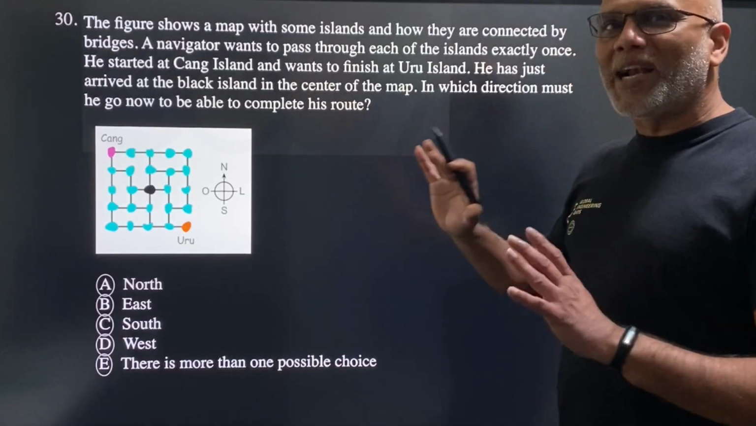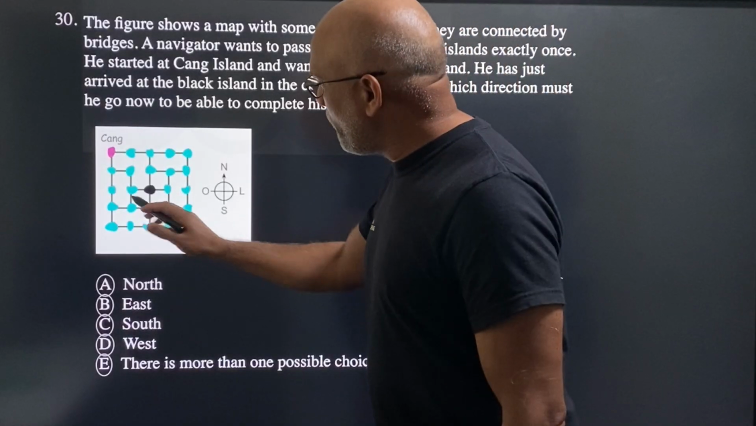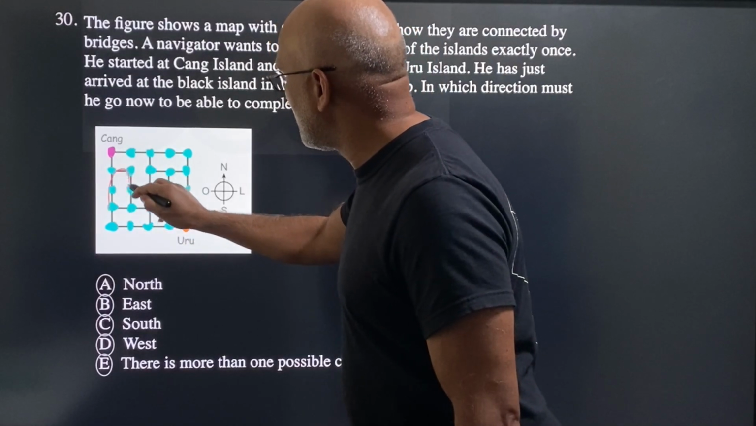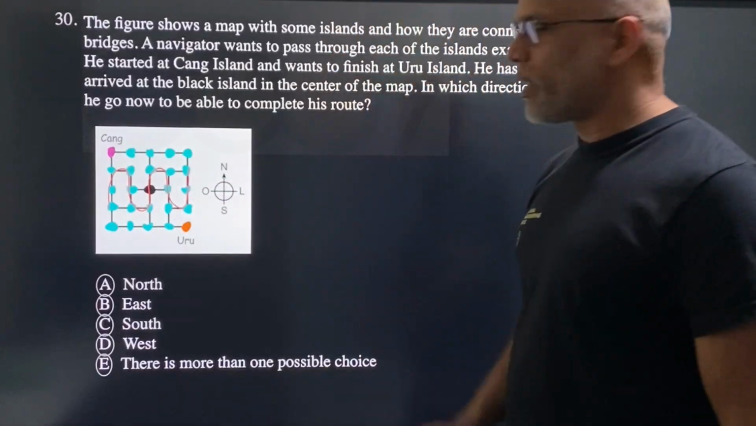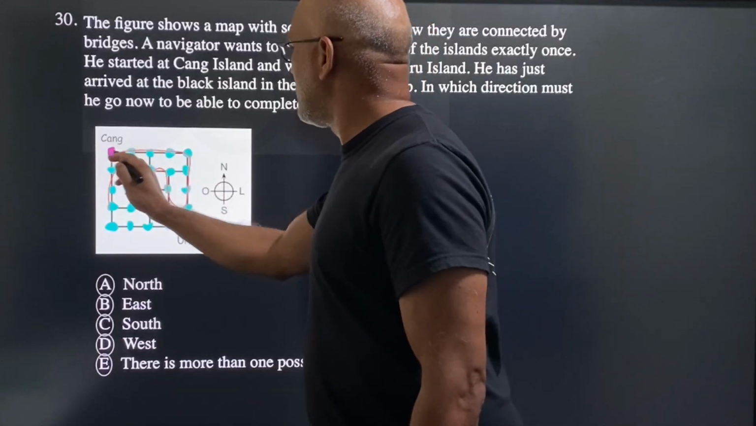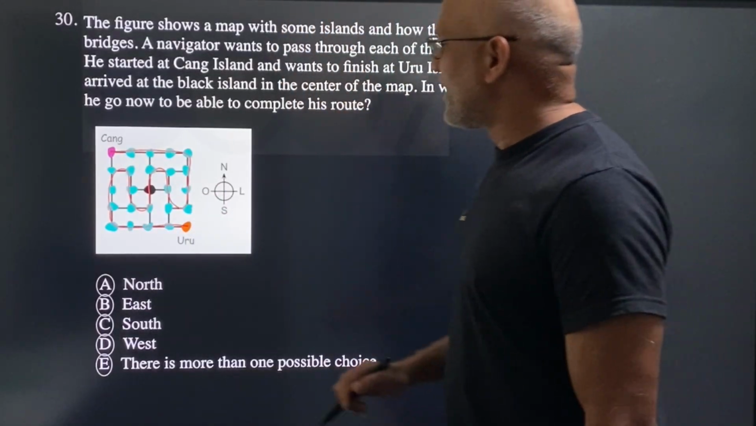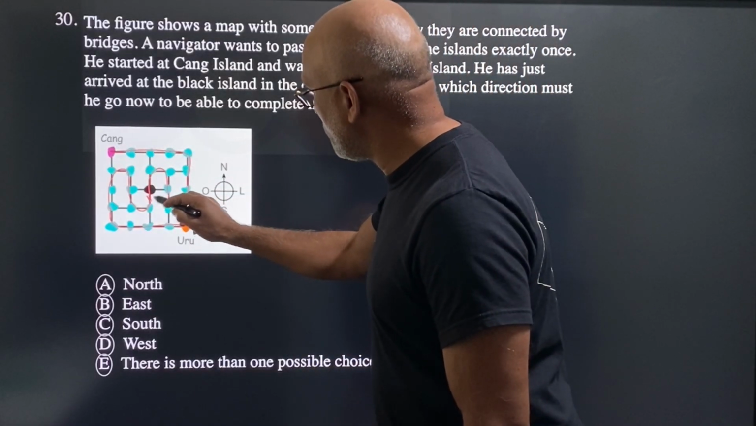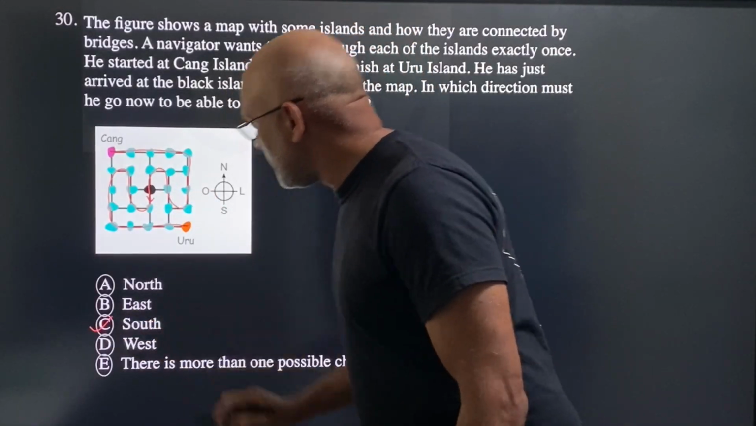This just requires a little trial and error. I actually tried for some time and then realized that the only way we cover this middle strip is this. That's the only way we can do it, and then basically connect this here and this here. That's the only way. So if we are starting from here and we arrive here, we have to go south. Then C is the correct choice.